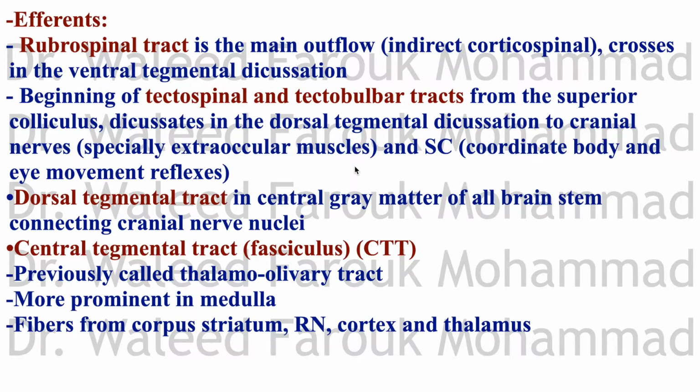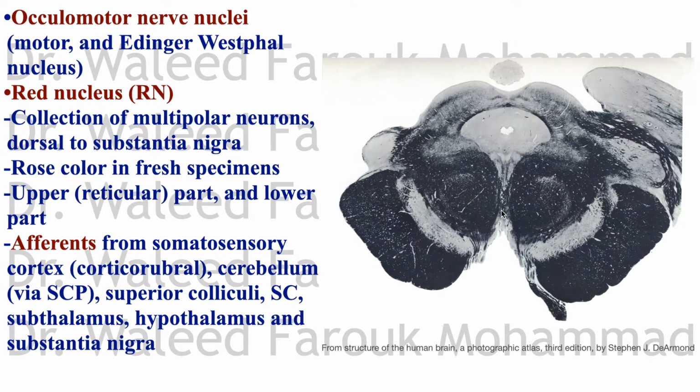It's called indirect corticospinal and crosses in what's so-called the ventral tegmental decussation. Ventral tegmental decussation, you will find it here.